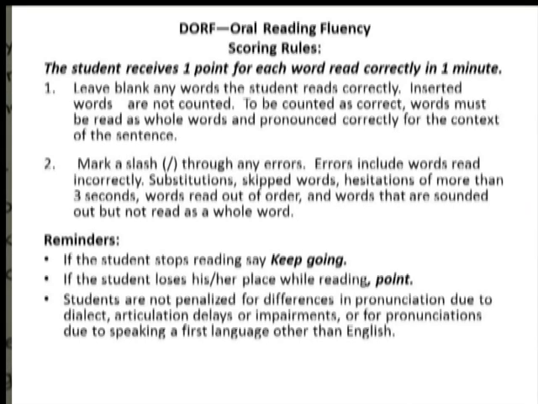Scoring rule number 2. Mark a slash through any errors. Errors include words read incorrectly, substitutions, skipped words, hesitations of more than 3 seconds, words read out of order, and words that are sounded out but not read as a whole word.